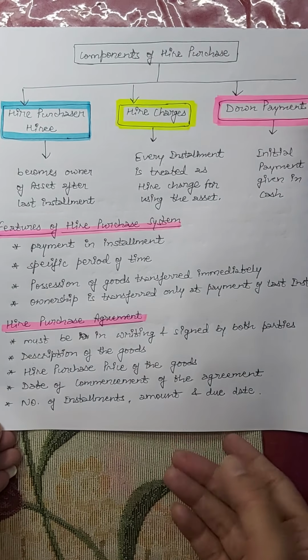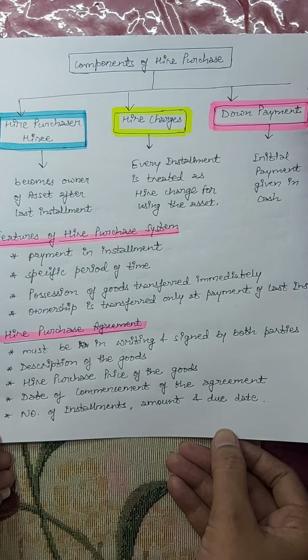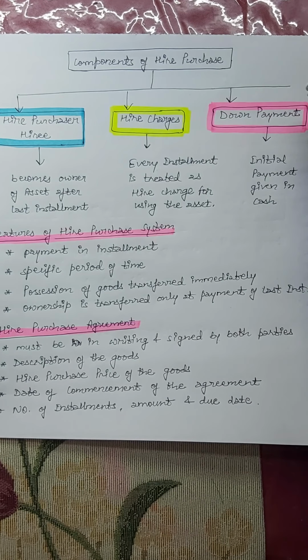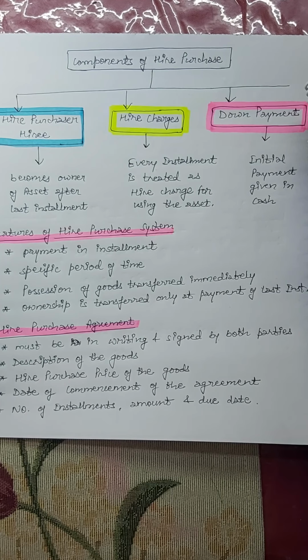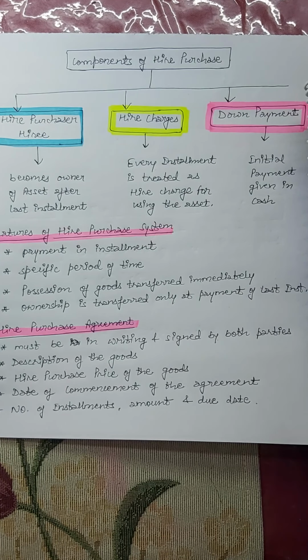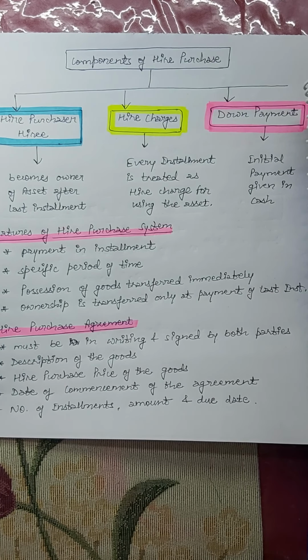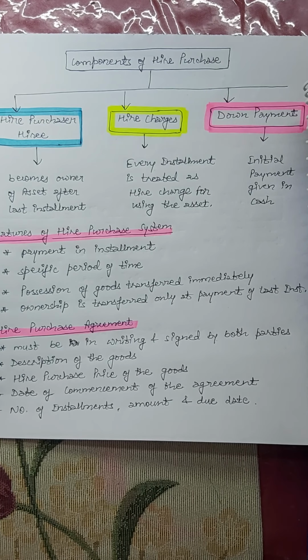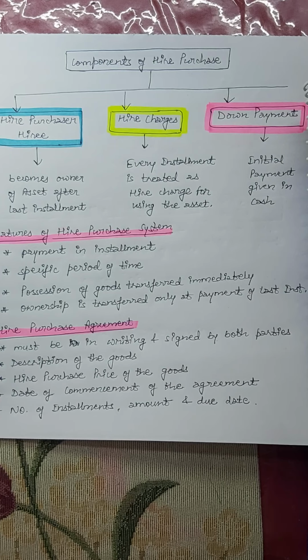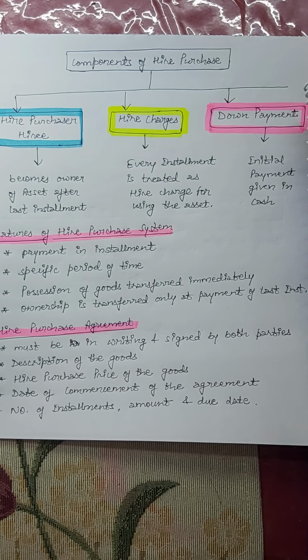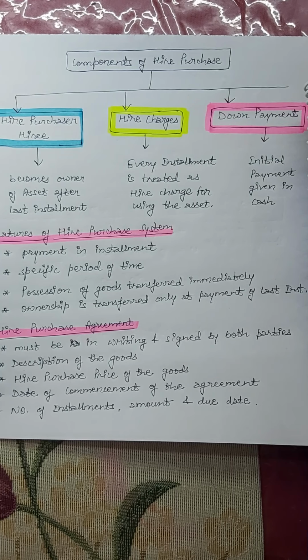Next topic is features of hire purchase system. There are certain features we discussed in the meaning and definition of hire purchase also. So let us break up those hire purchase features into certain points. First is payment in installment. The total amount of the asset is broken up into installments. Next, specific period of time. These installments need to be paid within a certain specific period of time.